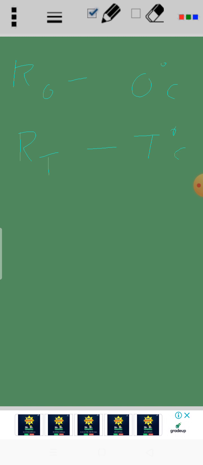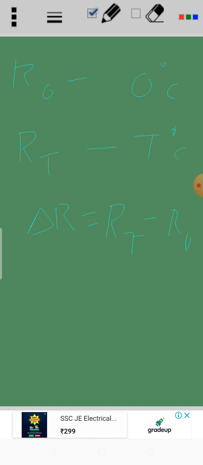So what is the formula for change in resistance? As I said, it is final value RT minus the initial value. What is the initial value? R naught is your initial value. So change in resistance is equal to final value minus initial value.